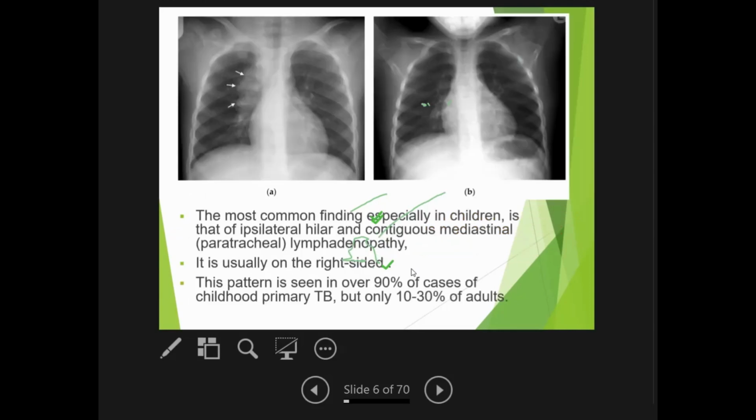The most common finding in children, as you can see in the arrows, is lymphadenopathy. That is usually on the right side, right hilar lymphadenopathy extending along the paratracheal region. It's seen in about 90% of cases in children, but only in 10 to 30% of adult patients with primary infection. And the second picture shows resolving lymphadenopathy after the treatment.